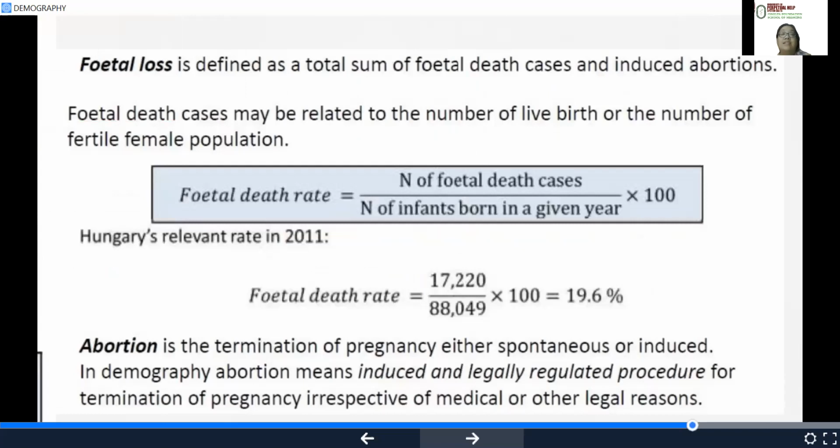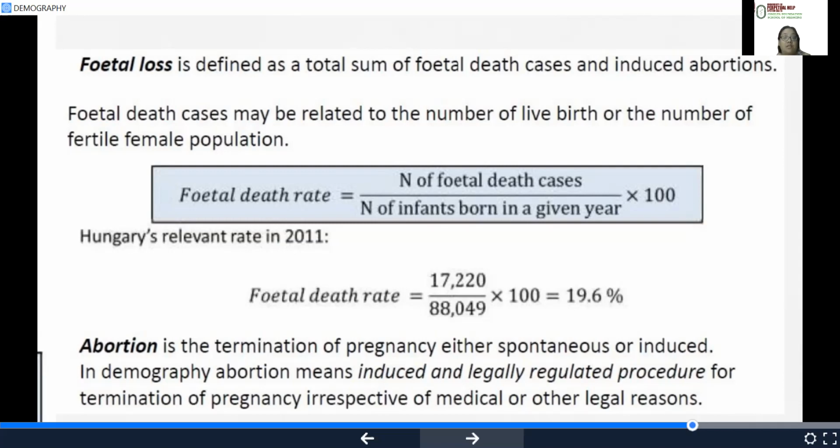So fetal loss, as we have seen in the previous slide, is defined as the total sum of fetal death cases and induced abortions. So fetal death cases may be related to the number of live births or the number of fertile female population. Fetal death rate would be equal to the number of fetal death cases over number of infants born in a given year times 100. So, for example, 17,220 over 88,049 times 100. Fetal loss would be at 19.6%.